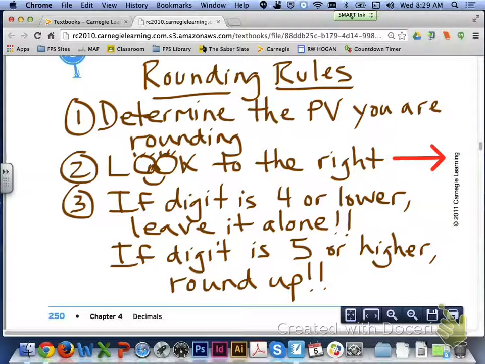So here are the rounding rules that I would like you to follow. It is similar to what it says up at the top with a tiny little difference. I just don't like the way that some of the wording was in the top of the directions on page 250. So here's what I would like you to write down. First, we want to determine the place value that we are rounding to. The second thing we want to do is look to the right. And if the digit to the right is 4 or lower, then we want to make sure that we leave it alone. If the digit to the right is 5 or higher, then we want to round up. So go ahead and get these rounding rules written down.